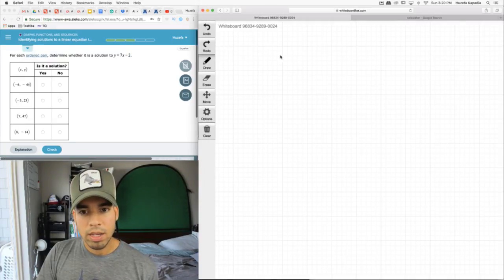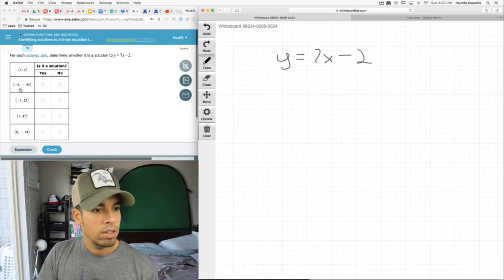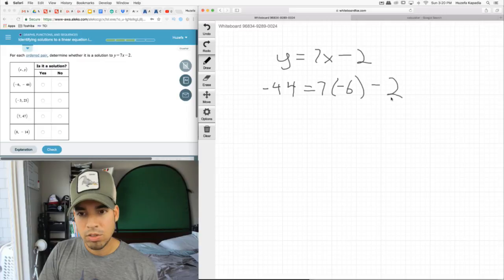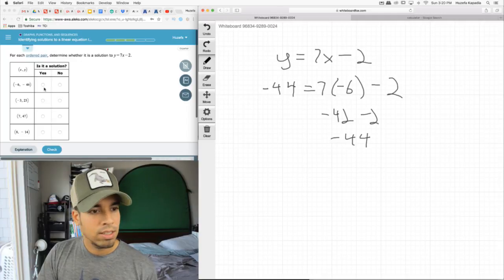Last but not least, y equals 7x minus 2. Okay, -6, -44. Let's plug them in. -44 equals 7 times -6 minus 2. This becomes -42 minus 2, which is -44. So we got the same number on both sides, therefore, yes, it's a solution.